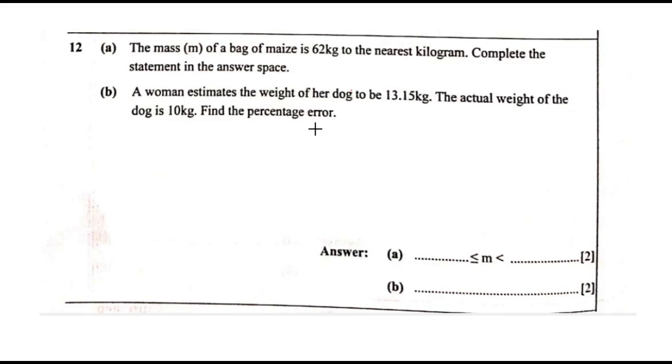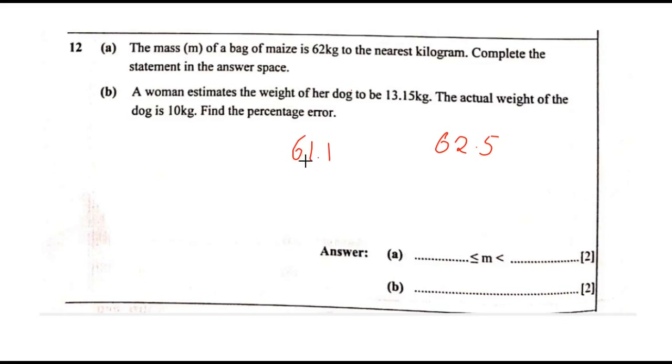It could have been 62.5, 62.7, 62.8, 62.99999, 62.87, something like that. So we just went to the nearest kilogram, which is probably 62. So basically, we are saying we are between 61 and 62.5.